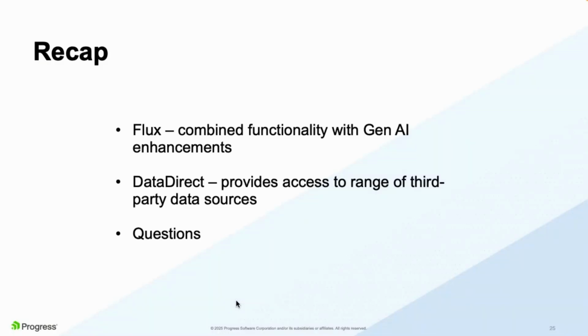So what you've seen is that we can provide all this capability in one tool now. And of course, we're keeping up with modern technology in the case of, say, Gen AI. DataDirect can be used if you've got more advanced use cases, bringing that data in from third-party systems. I think we'll wrap it up there. Any questions?